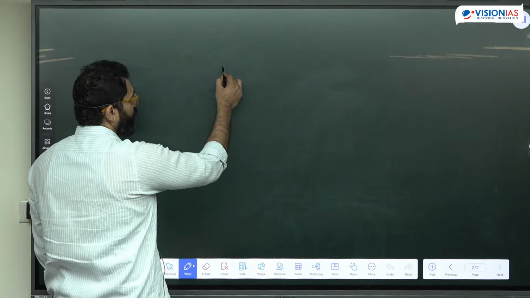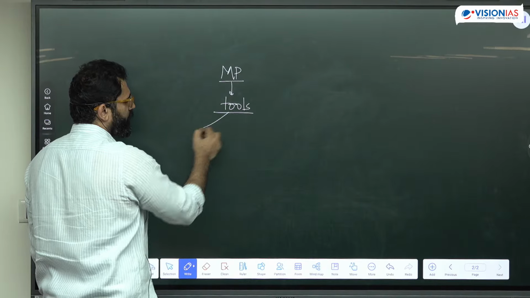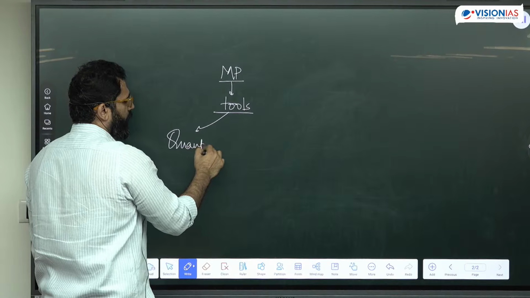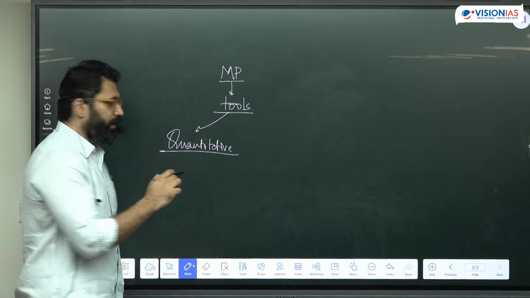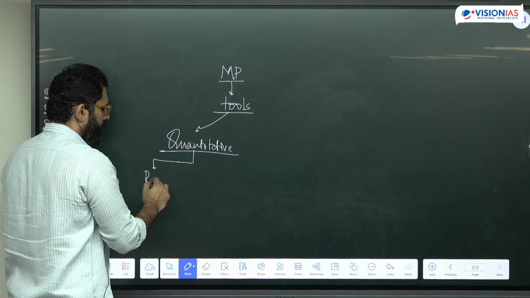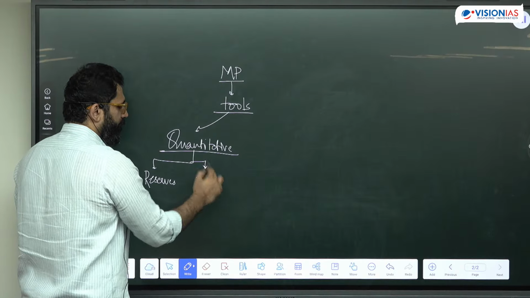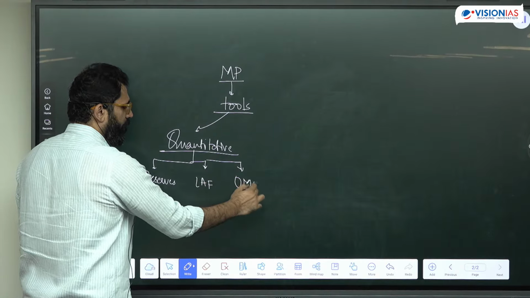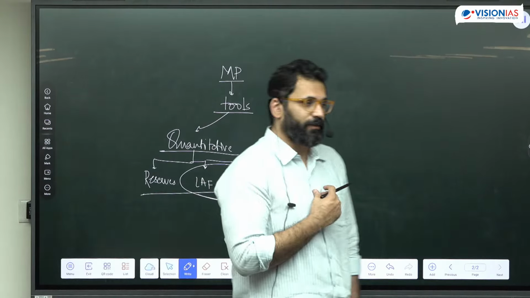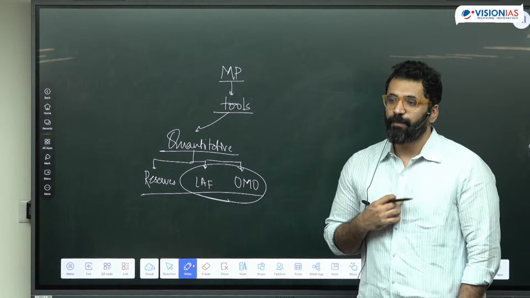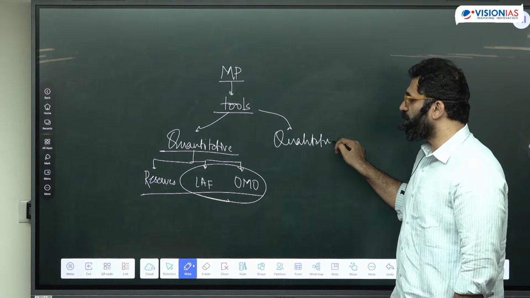I told you money supply or monetary policy can have two types of tools. One tool which we have already discussed is the quantitative tool. What is the meaning of quantitative tool? I discussed these in the last class: reserves, liquidity adjustment, the specific features of liquidity adjustment facility and open market operations. Beyond this, we also have another type of tool, that is qualitative. What are qualitative tools?